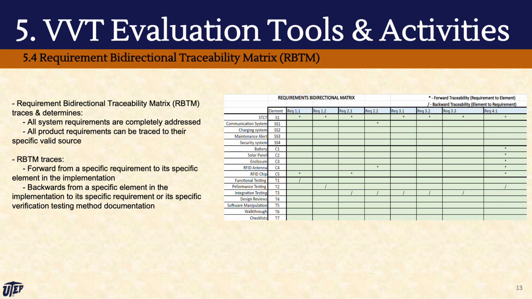Our RBTM identifies the STCT system, subsystems, components, verification, testing method, techniques, and each requirement and its requirement traceability ID number. An example is the same requirement we identified in the RVM slide, requirement traceability ID number 1.1. A functional testing technique method will be applied to verify that the RFID chips are sending a readable signal at a minimum length of 150 meters to make sure the STCT system operates as intended.